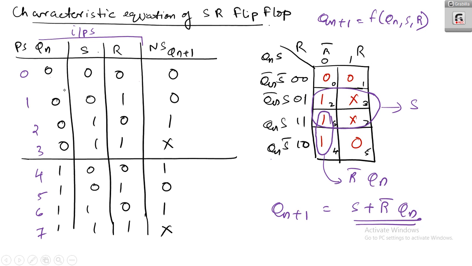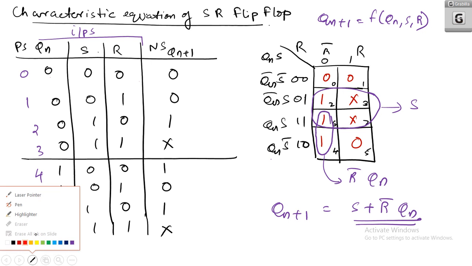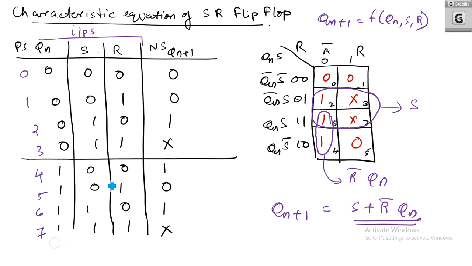So here we are having present state. Present state is Qn, and next state is Qn plus 1. And the characteristic equation is derived as Qn plus 1 as a function of Qn, S and R. That is Qn plus 1 is S plus R bar Qn. Now, let me explain it one by one. What I am going to do is simplify this entire table. That is my intention.